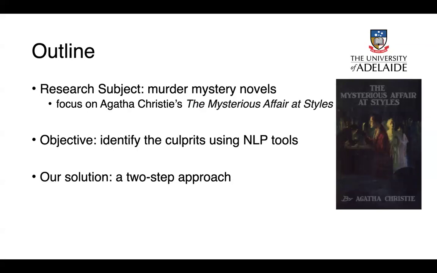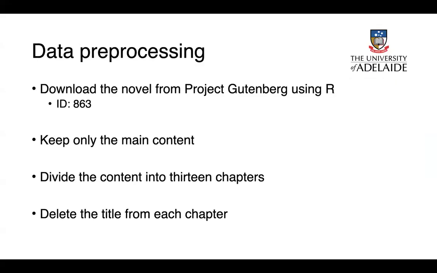We propose a two-step approach as the solution. First, we need to do some data pre-processing. We download the book from Project Gutenberg. We keep only the main content, which is 13 chapters. We divide the content into chapters and delete title from each chapter.